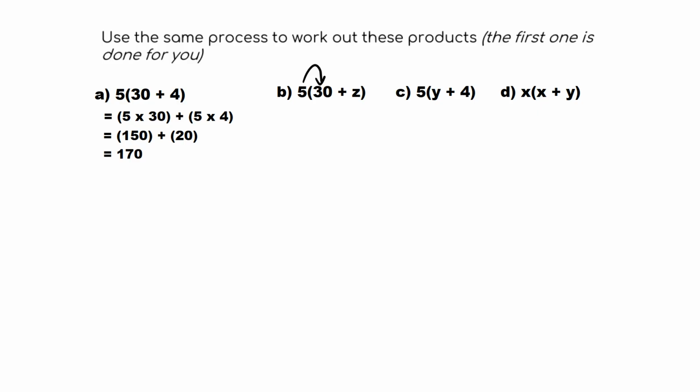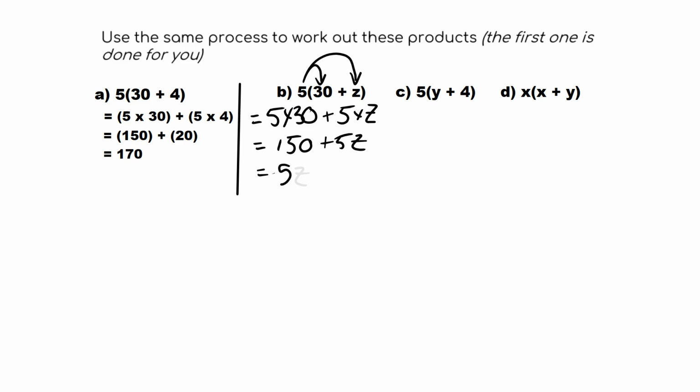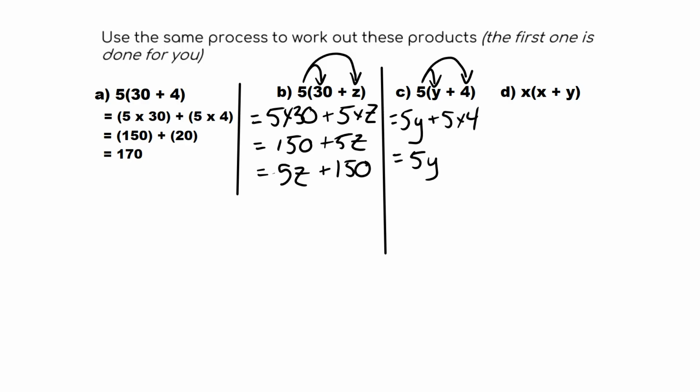We take the 5, we multiply by the 30, then we take the 5, and we multiply by the z. So that gives us 5 times 30 plus 5 times z, which is 150 plus 5z, and we'd rearrange that to put the coefficient and the variable first and the constant second. Next one, 5 times y, 5y, and then we've got 5 times 4, which gives us 5y plus 20.